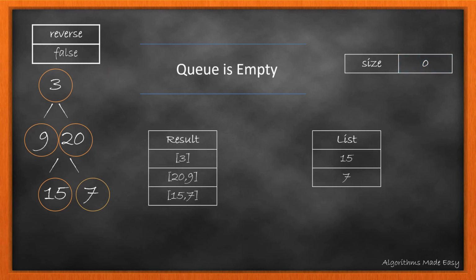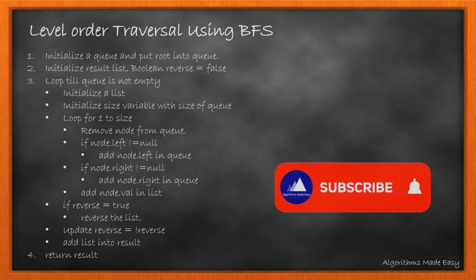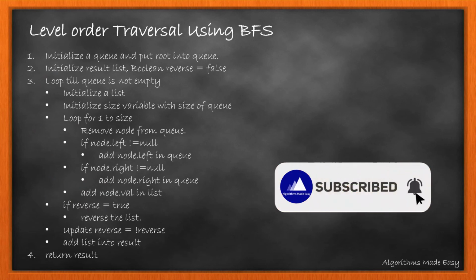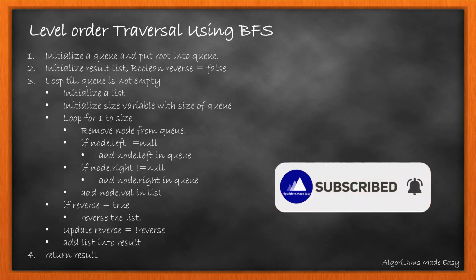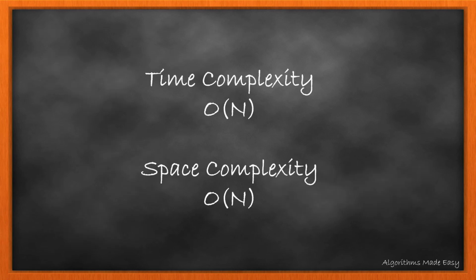Queue is empty, so we return the result list. The algorithm is pretty much the same as any other level order traversal. The only difference is the reverse flag that we are using to determine which level to reverse. The time and space complexity will be O of n.